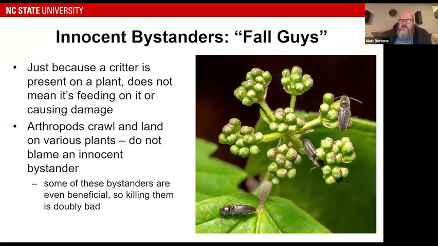Lots of arthropods crawl around and land on various plants. They perch on plants to look for food. So don't blame an innocent bystander. And actually, some of these bystanders are beneficial. So if you do kill them just because you're afraid, you're not only killing something that doesn't deserve to be killed, but also you may be harming your plants in other ways by killing things that are actually helping them.